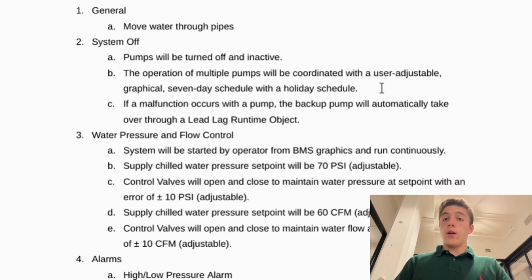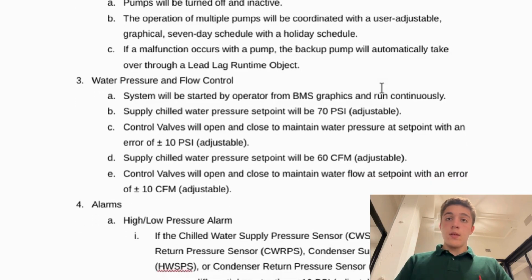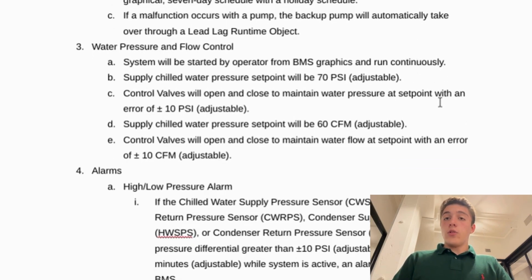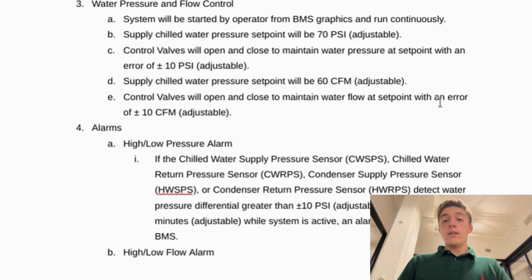These will also be run on a schedule and will be switched out similar to the chillers with a lead lag runtime object. These will be controlling the water pressure and the flow. So their set point for pressure will be 70 psi with an error of 10 psi, and their flow will be 60 CFM, and their error will be 10 CFM. Again, if this is wrong, please let me know in the comments.